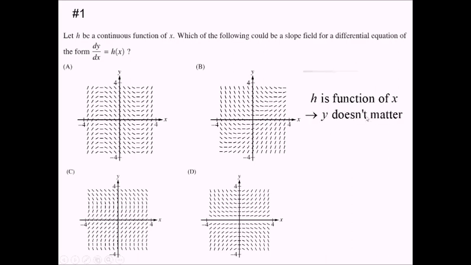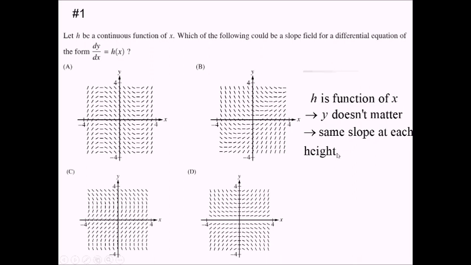If y doesn't matter, that means all of our slopes are going to look the same at each height. All that's going to change in terms of the slope is that when you move to different x values, you're going to see a different slope. But the y value is not going to change how the slope behaves.